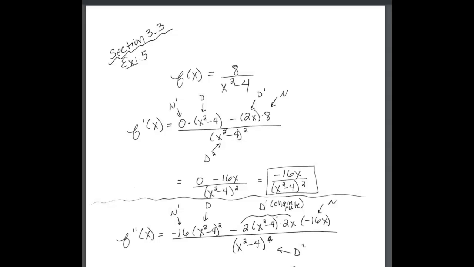Hi, so this is a more detailed explanation of how to get the results for the first and second derivative for example number 5 on the slides for section 3.3. The function they give us to look at is 8 over x squared minus 4. There's a lot more involved within the problem itself, but they don't really go into the steps of how the answers to the f prime and f double prime are arrived at.